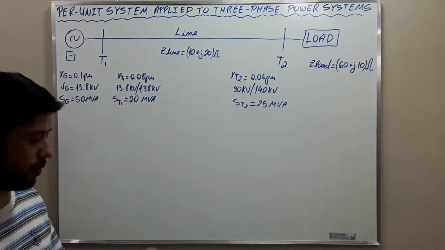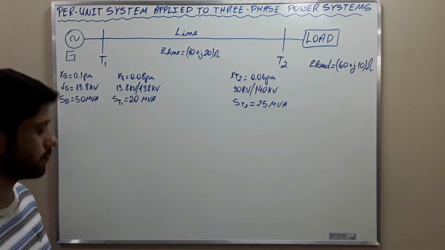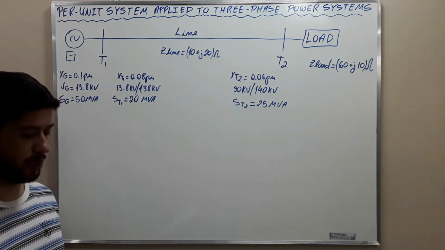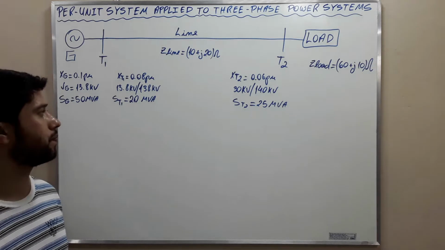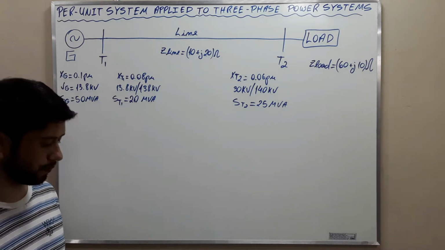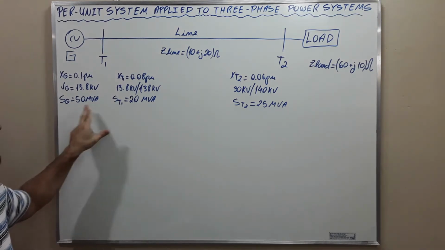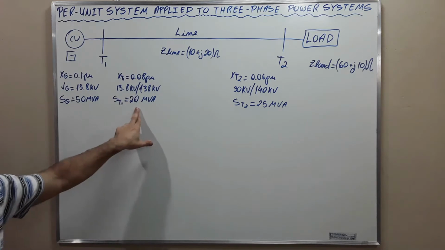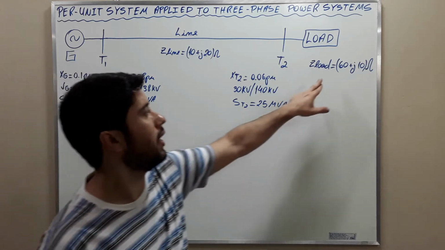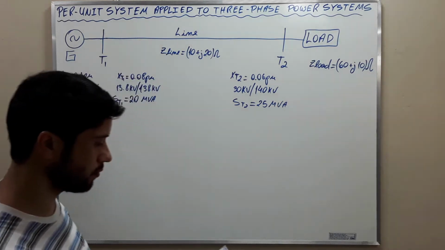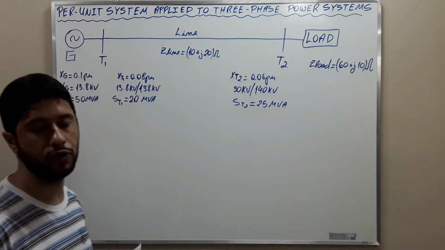Per unit system applied to three-phase electrical power systems. The exercise: determine the voltage and the power at the load for the system of the figure in per unit. We are given this data for the generator, for transformer 1, for the transmission line, for transformer 2, and the load. And the problem wants us to use per unit.